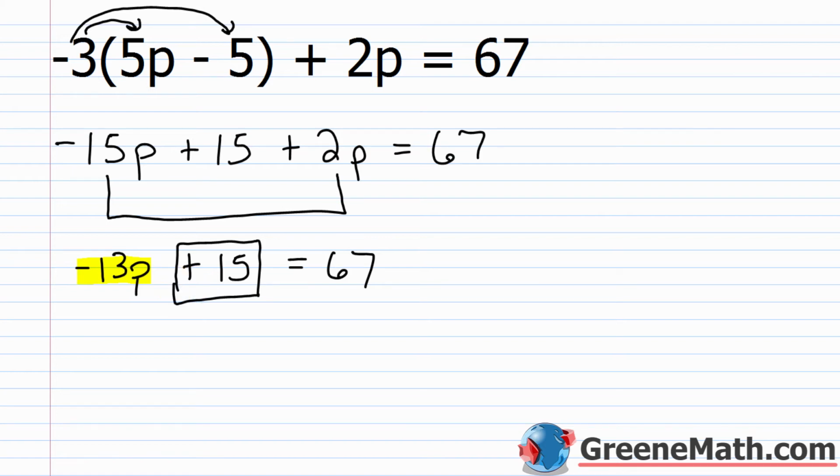Or you can think about it as adding negative 15 to both sides, right? So I need to subtract 15 over here, and then over here to make it legal, I need to also subtract 15. So this is going to cancel and become 0. And I have isolated my variable term on one side, so I have negative 13p here. And then over here, 67 minus 15, that's going to give me 52, right? 7 minus 5 is 2. 6 minus 1 is 5.